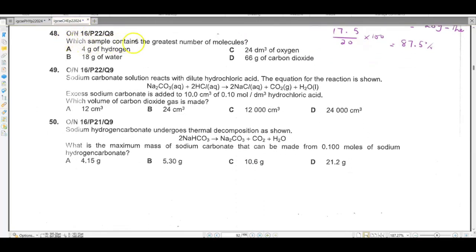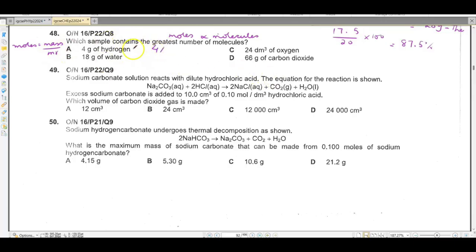Question number 48. Which sample contains the greatest number of molecules? For this question, we know that moles and molecules are proportional to each other. So first, we need to find the moles of all the masses that have been given to us. We have a simple formula: moles is equal to mass by Mr, and we are going to use this in all the samples.